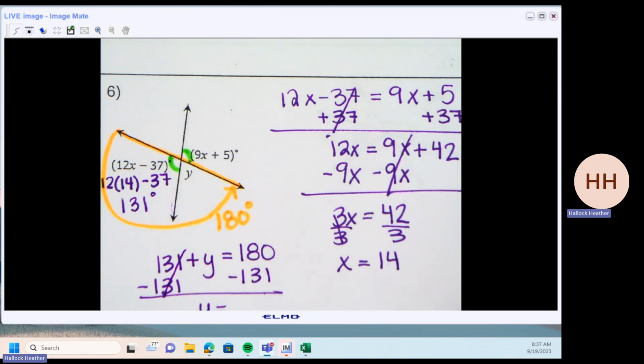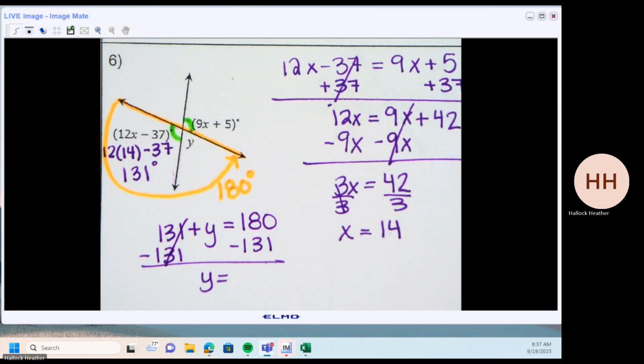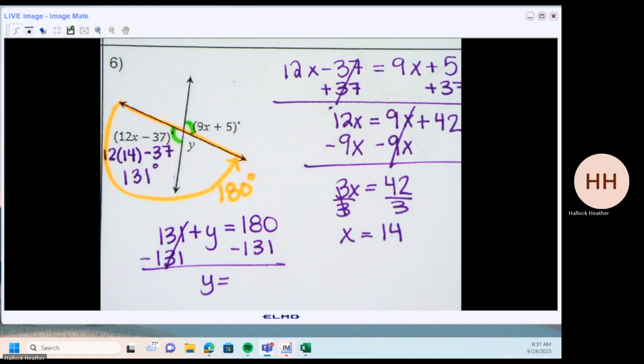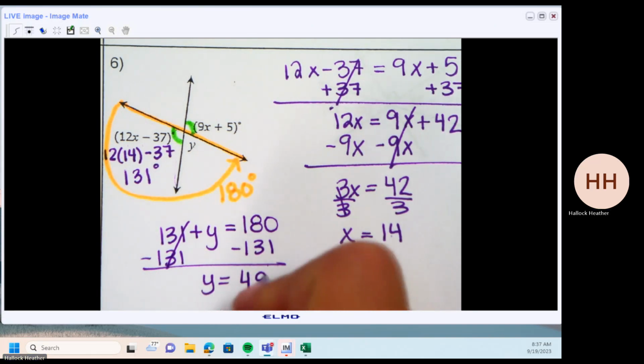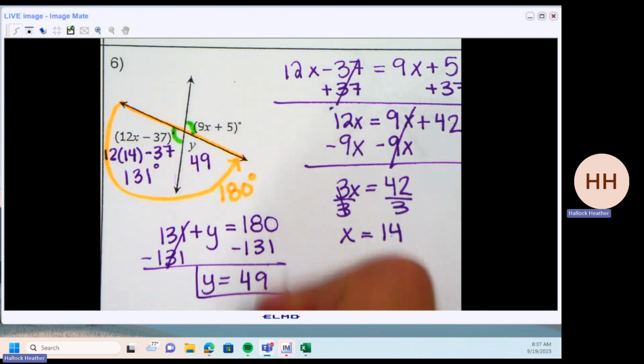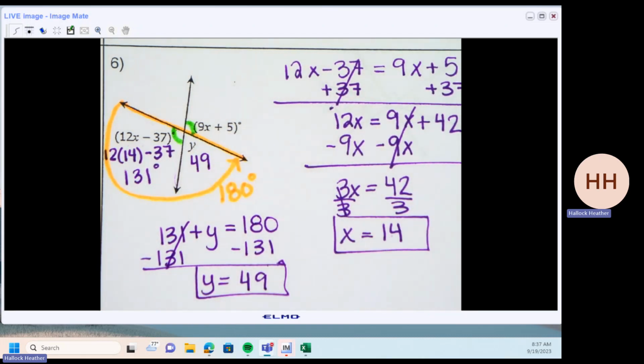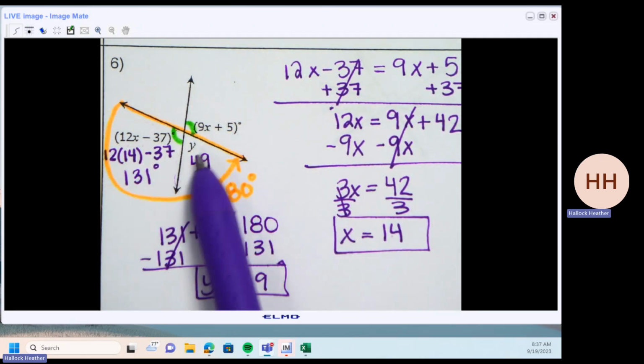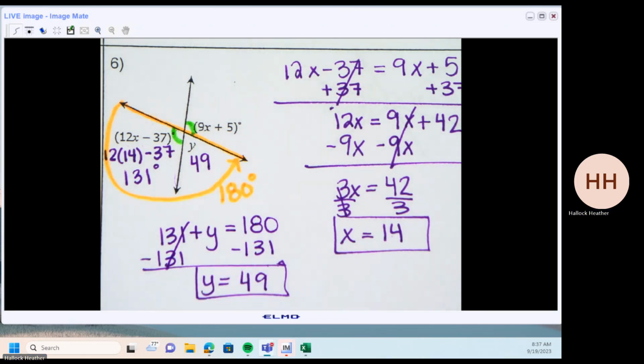So what does y, or that angle, actually equal? 49. So this angle is 49 degrees. So y is 49, x is 14. Sometimes you'll actually have to plug it into an equation. Sometimes you'll just have the number by itself. But together 131 and 49 add to make 180. Let's go to the back side and do one on the back.